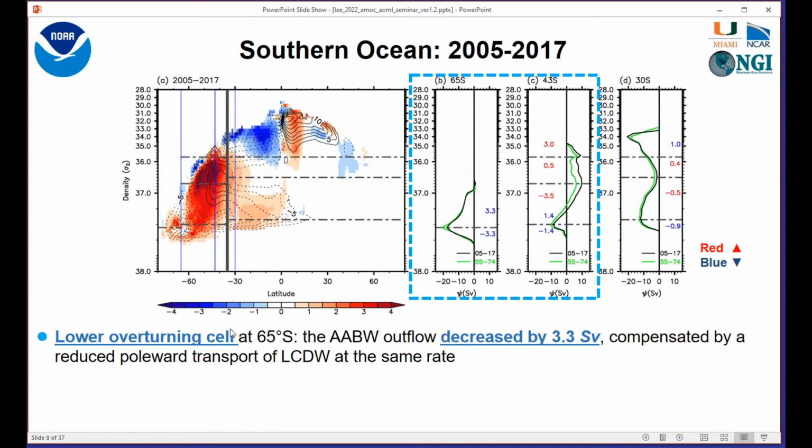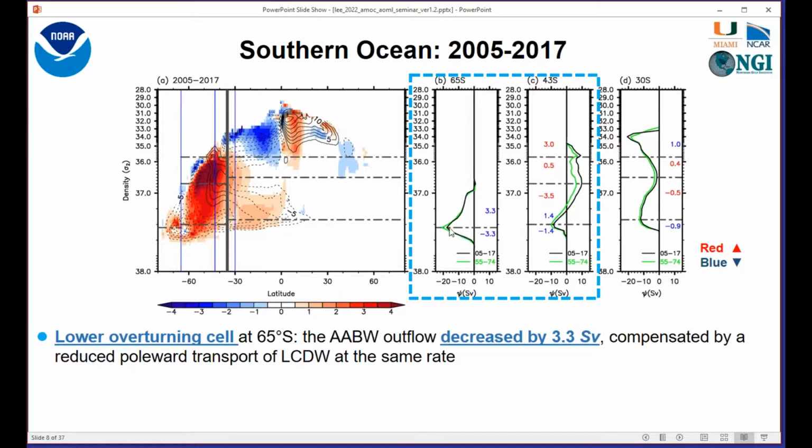So basically you see the lower overturning cell. This green line is the reference period, and the black line is for the modern period. The transport itself, this is not a transport, this is the stream function. So the gradient of the stream function is the transport.